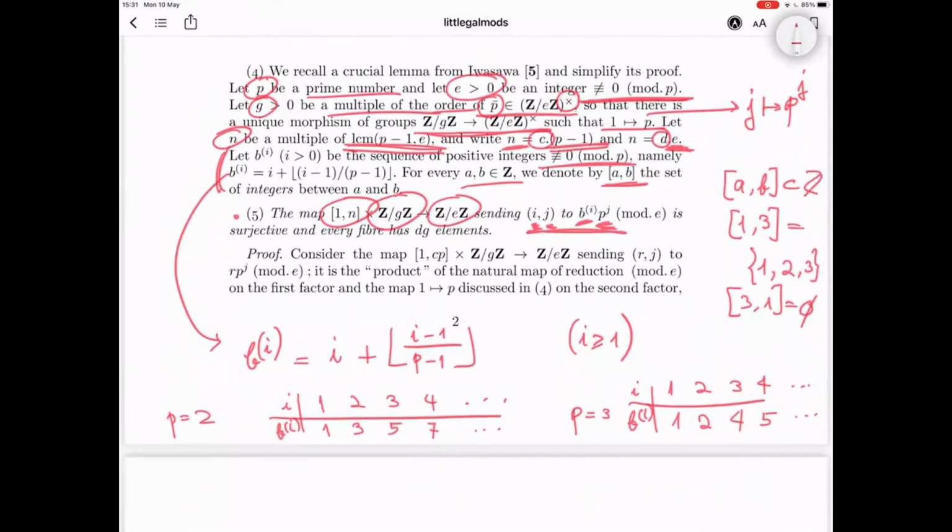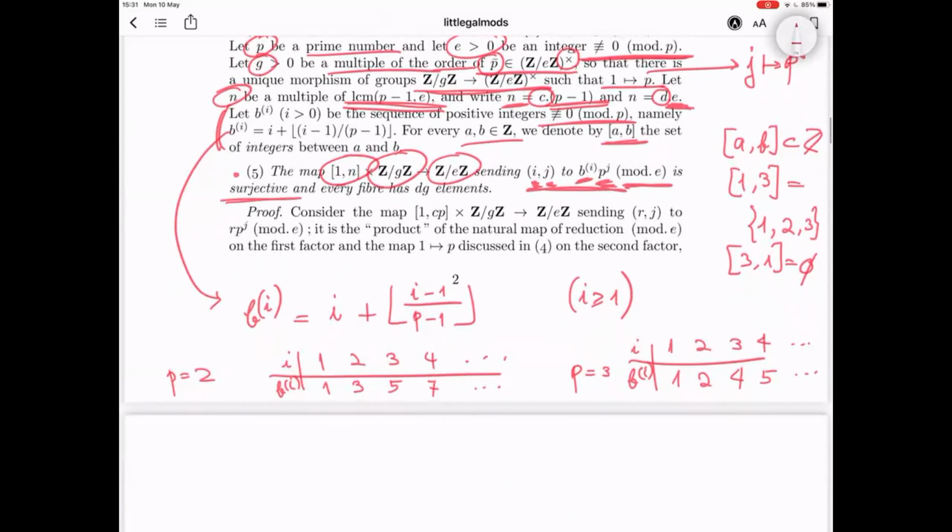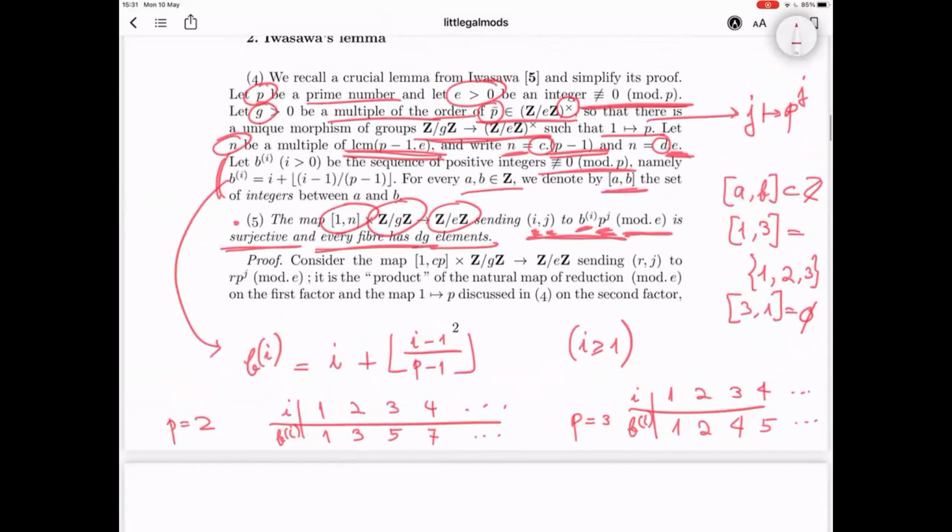And of course, you can multiply these two things, since they are classes mod E, and that gives you a map from the interval 1 to N times Z mod GZ to Z mod EZ. The claim is that this map is surjective and that every fiber has DG elements, where D, of course, is this D which expressed N as D times E.